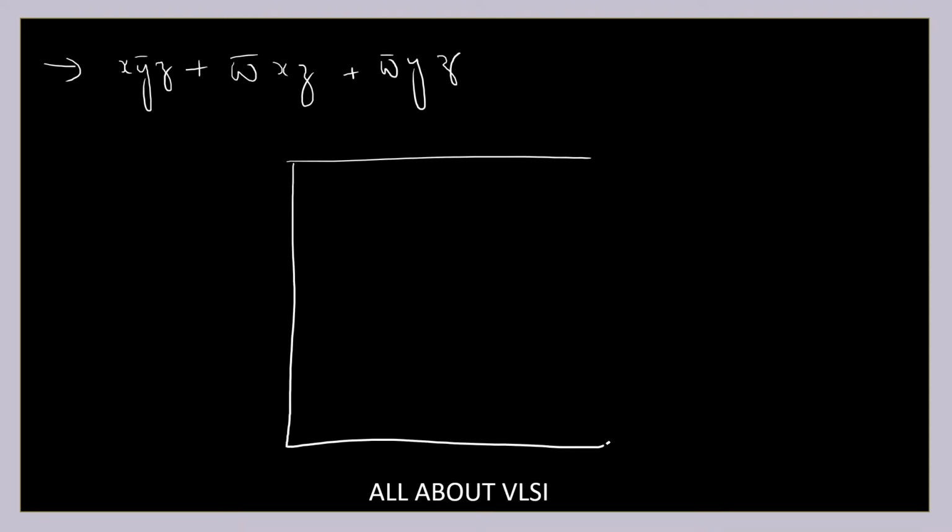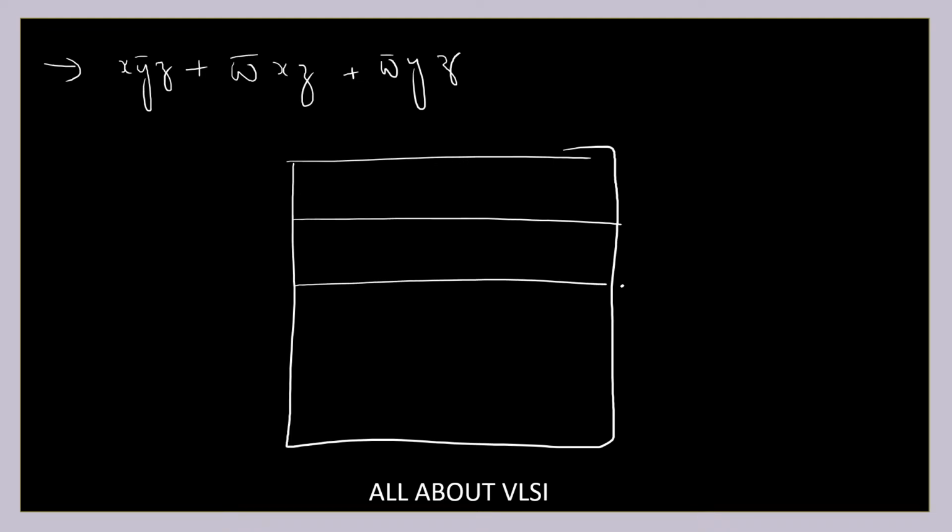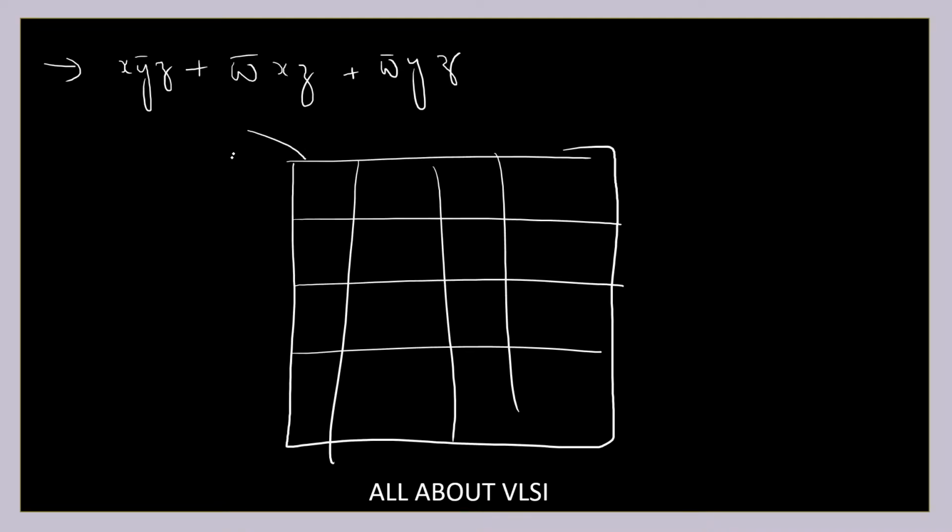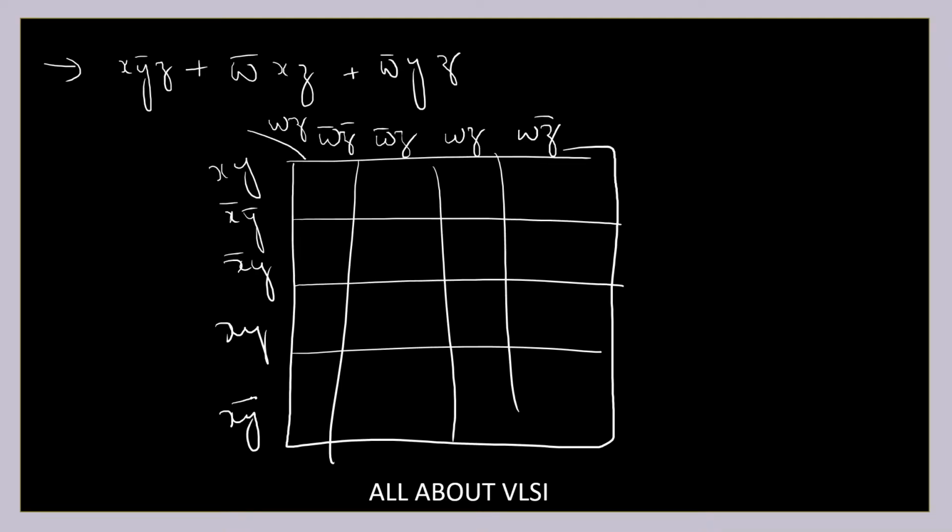So I'm going to take x y complement z plus w bar x z plus w bar y z. This is the equation I have. So I'm going to take a K-map over here, which is a four variable K-map, 16 cells we are going to have. Let's say the order of my variables is x, y, w, z. So columns are w bar z bar, w bar z, w z, and w z bar, and rows are x bar y bar, x bar y, x y, and x y bar, right?